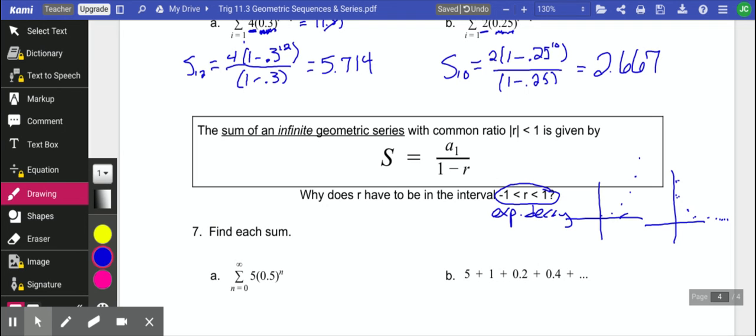It's a1 divided by 1 minus r, okay? But it only works if your common ratio is between -1 and 1. It has to be exponential decay for this to work.